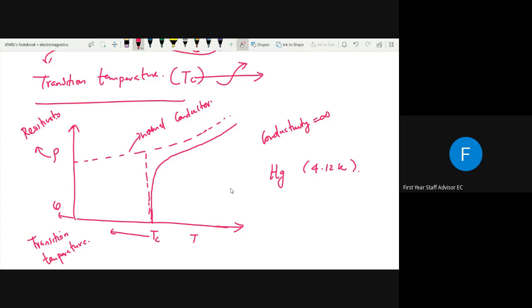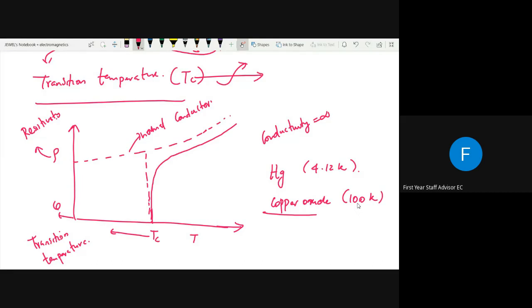Also, for example, for alloys like copper oxide, ceramics have a transition temperature of about 100 Kelvin. That is based on the material. Transition temperature is a property based on material. That means some alloys such as copper oxide have a transition temperature of 100 Kelvin. That is a big transition temperature. That means if this material is cooled to 100 Kelvin, as soon as it reaches below 100 Kelvin, it will become a superconductor.